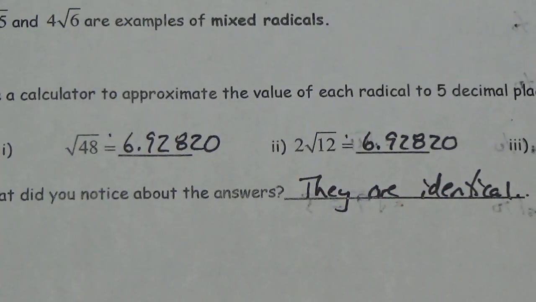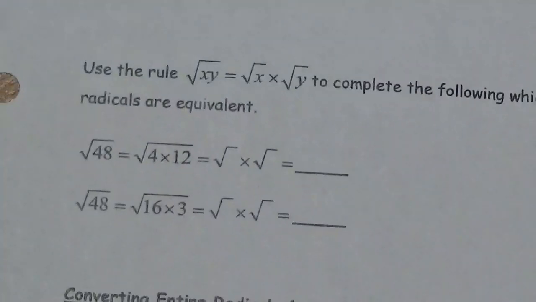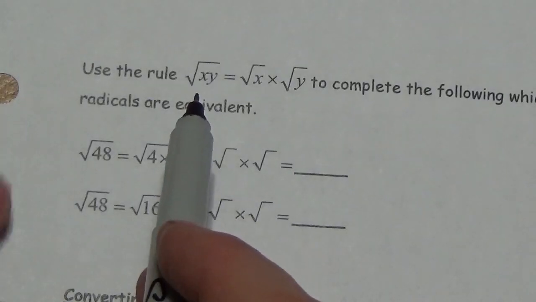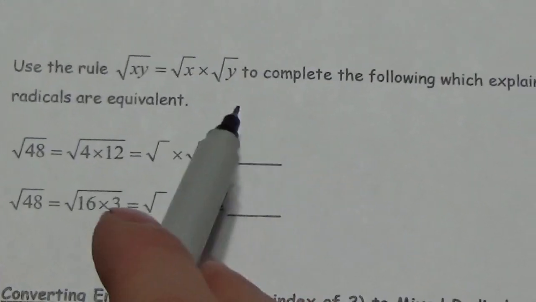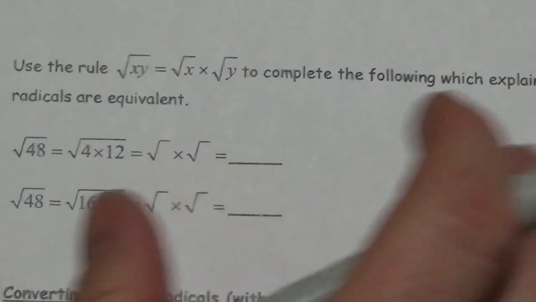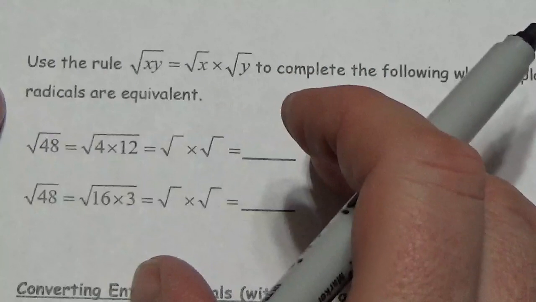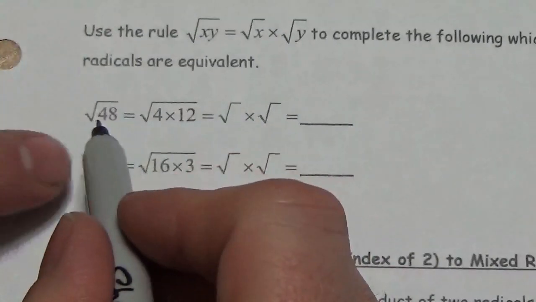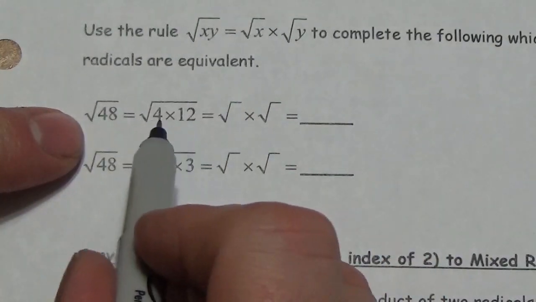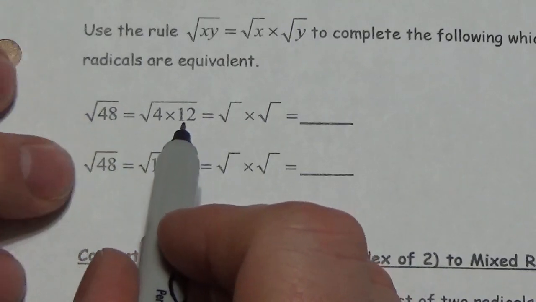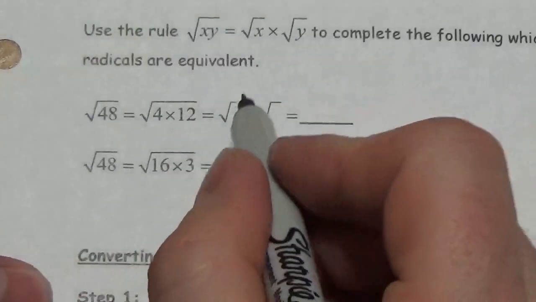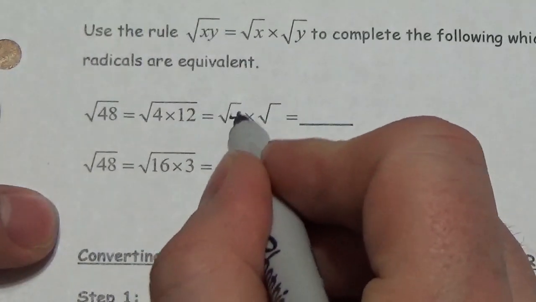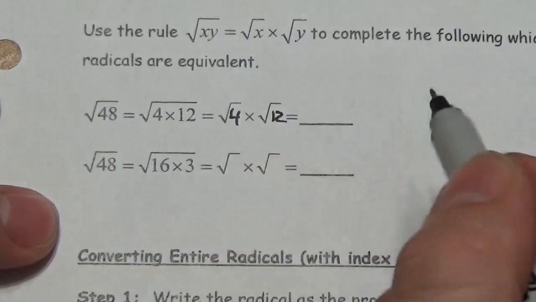So now let's explore that a little bit. Why would that be the case? Well, let's take a quick look at this rule again. So the square root of xy is equal to the square root of x times the square root of y. Now, what we're going to do is use that idea here to complete this little bit right here. So notice that root 48 could be written as the square root of 4 multiplied by 12. But I know based on that rule that could be square root of 4, and that could be root 12.